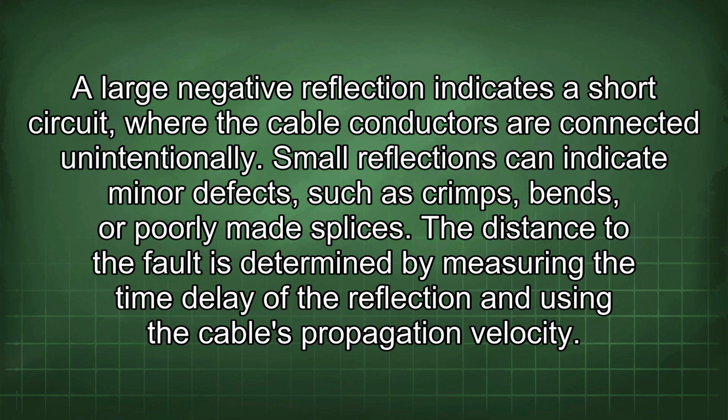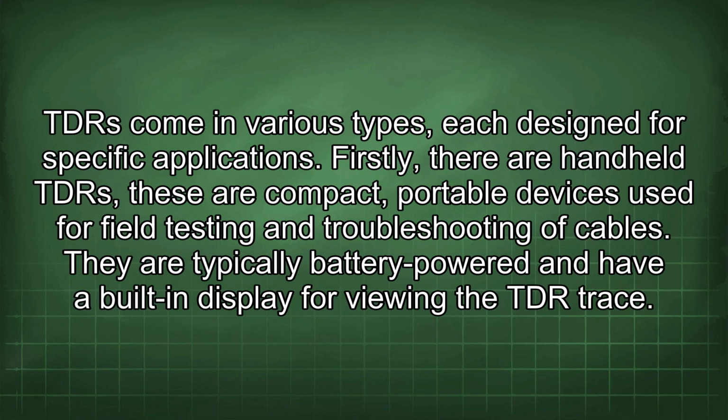The distance to the fault is determined by measuring the time delay of the reflection and using the cable's propagation velocity. TDR come in various types, each designed for specific applications. Firstly, there are handheld TDR. These are compact, portable devices used for field testing and troubleshooting of cables. They are typically battery-powered and have a built-in display for viewing the TDR trace.